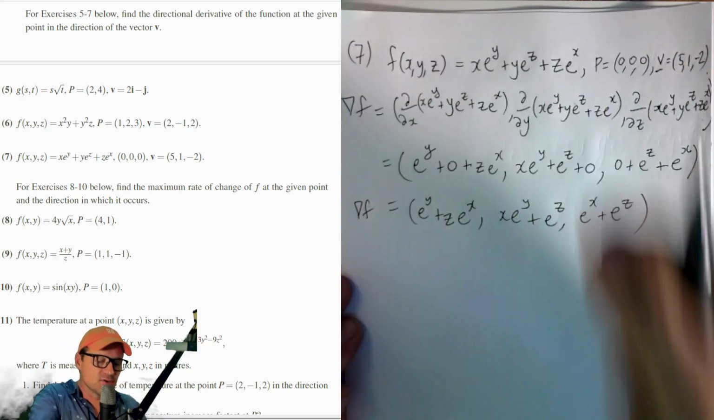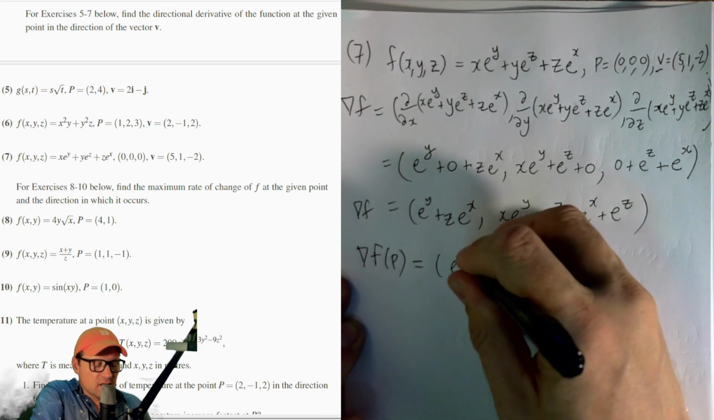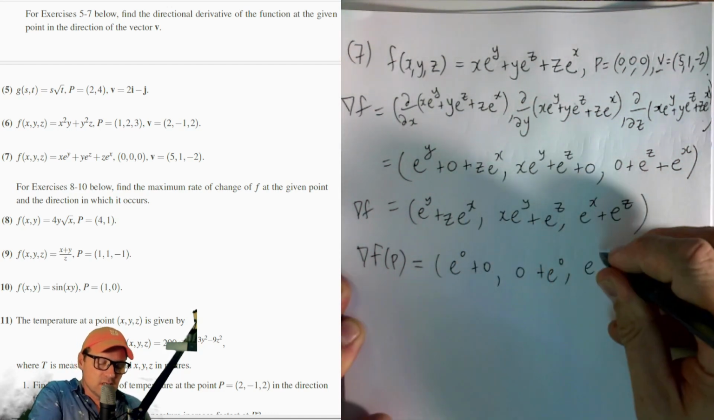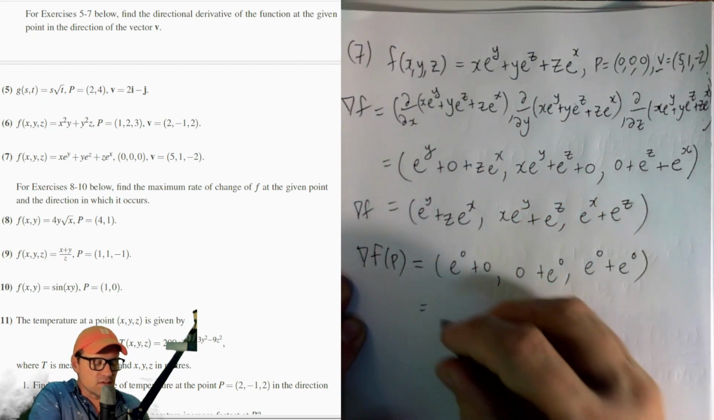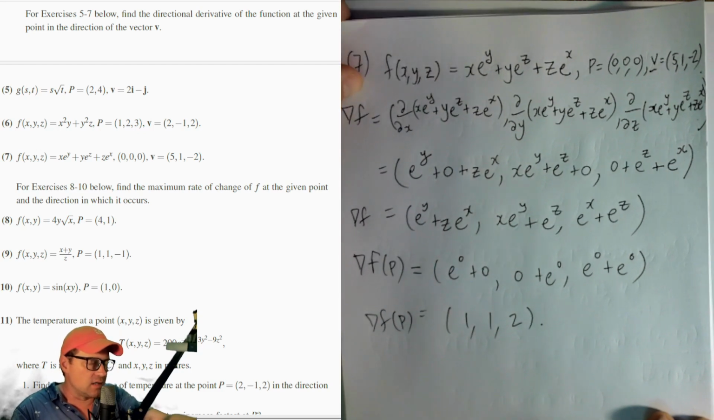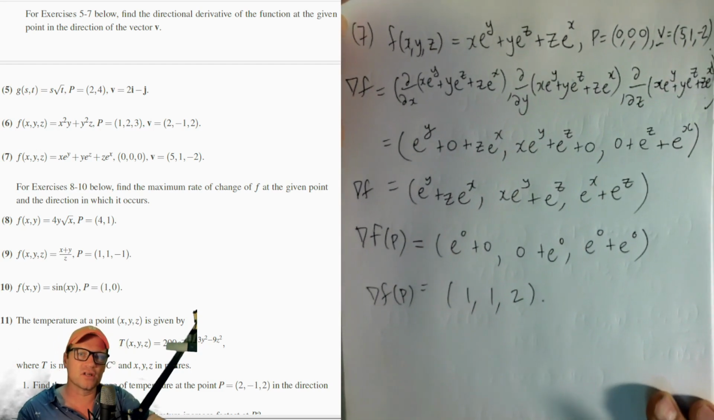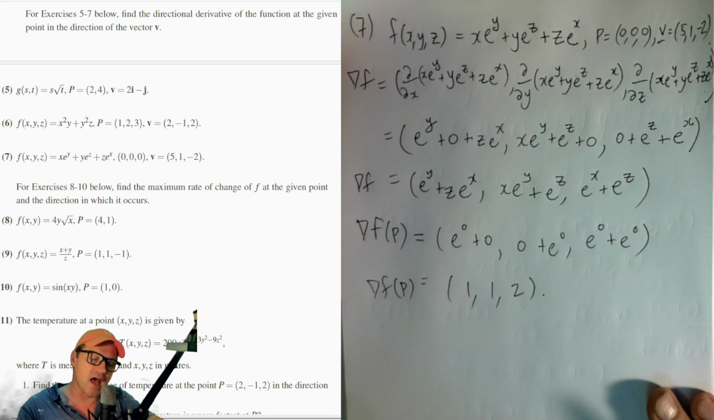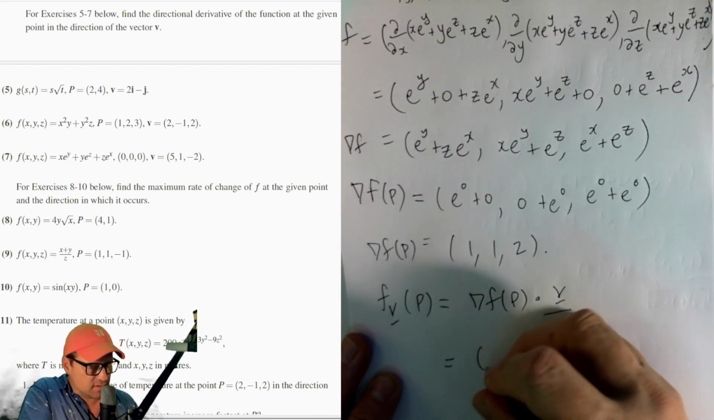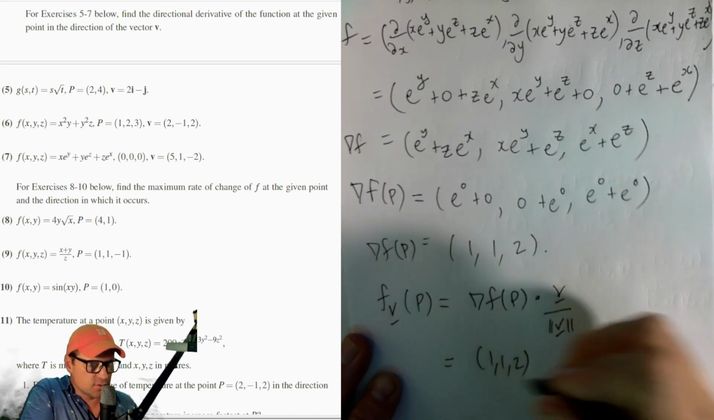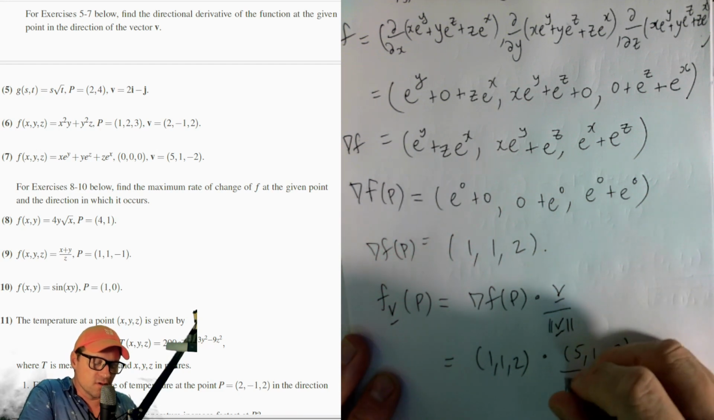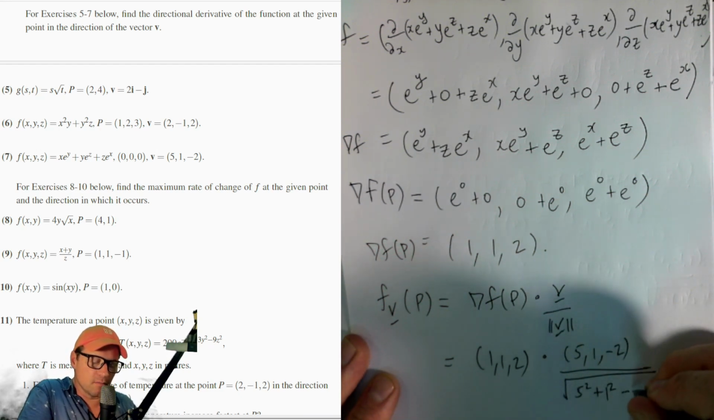Okay, now substituting in that point P, we have e to the 0 plus 0, 0 plus e to the 0, e to the 0 plus e to the 0. And so this is 1, 1, 1 plus 1 is 2. Okay, and so now let's calculate the slope of the function f in the direction of the vector v at the point 0, 0, 0. So grad f at p, we've worked out that that's the vector 1, 1, 2. Then we have the vector 5, 1, minus 2 over the norm of 5, 1, minus 2.